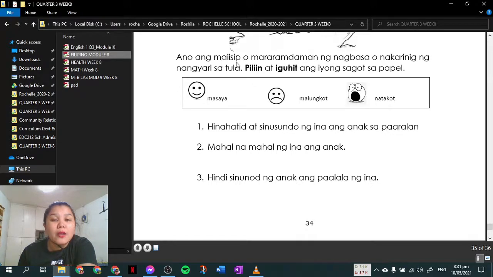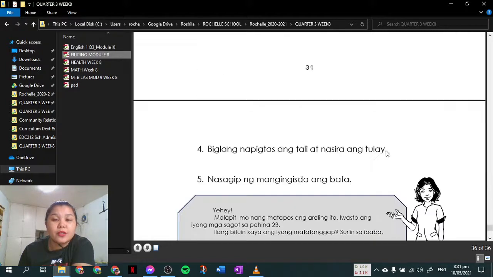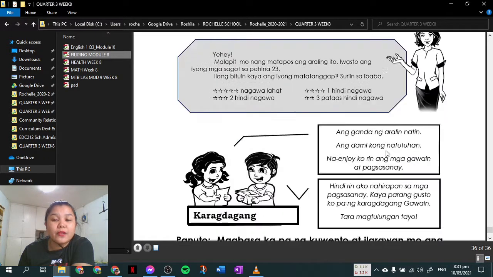Tapos, anong naisip o nararamdaman ng mga nagbasa o nakarinig ng nangyari sa tula? Piliin at iguhit ang iyong sagot sa papel. Dito na lang po, you provide a blank here and then you just answer using the emojis. Kung happy face, sad face, or scared, afraid face. So, 1 to 5 siya.